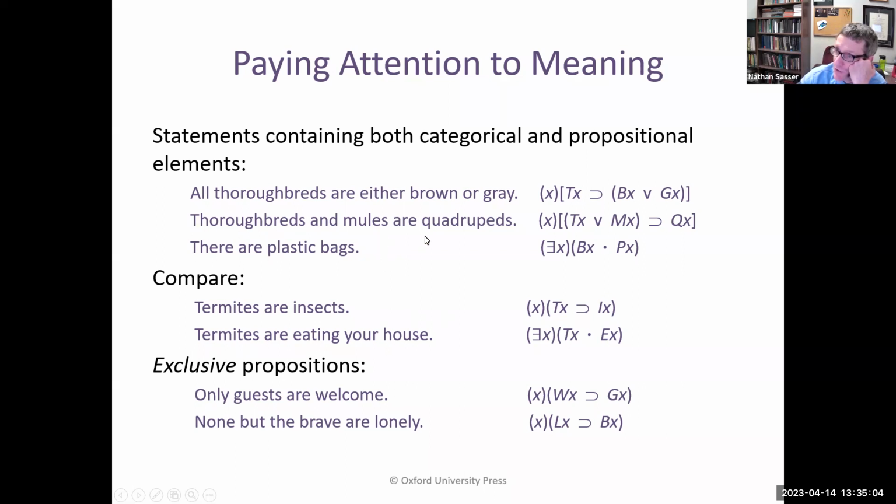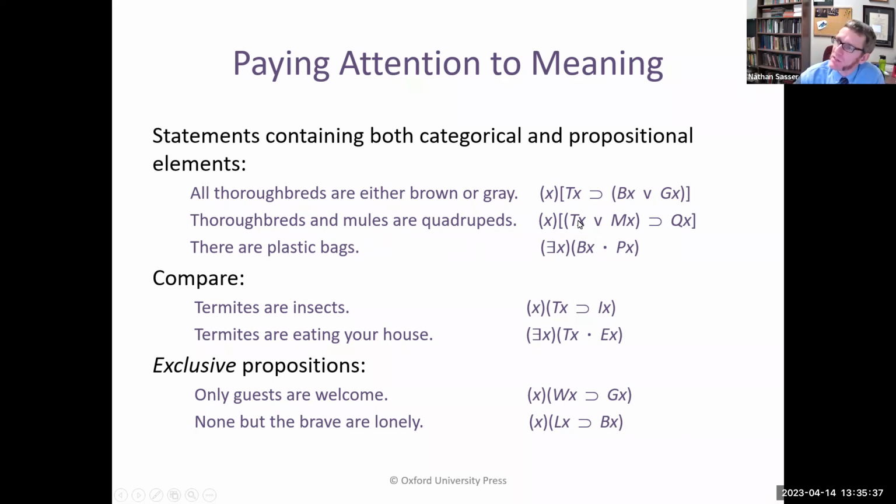Now, what if we wanted to say thoroughbreds and mules are quadrupeds? Well, we're going to use the universal quantifier because even though the sentence doesn't say all thoroughbreds and all mules are quadrupeds, that's what it means. It means all of them. Here's something that's true of all of them. So we're going to use the universal quantifier. Now, you might be surprised to learn that we're going to use not the conjunction sign, the dot, but instead we're going to use the wedge in order to translate this.